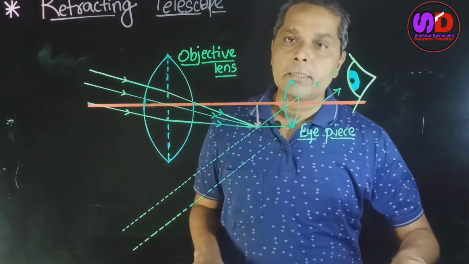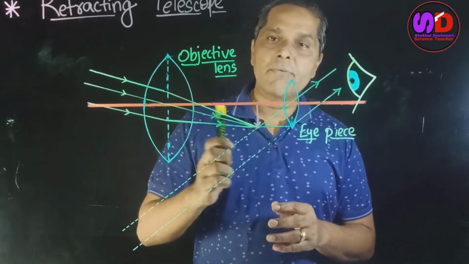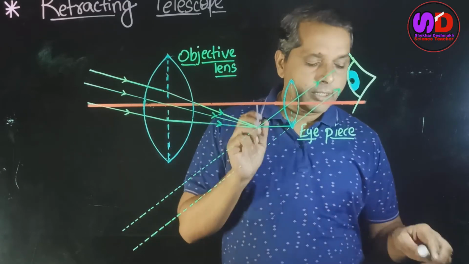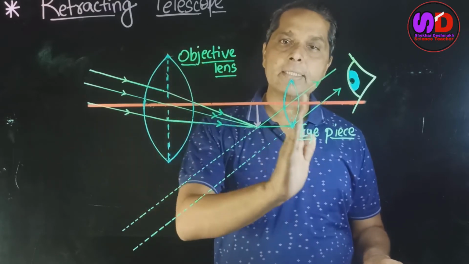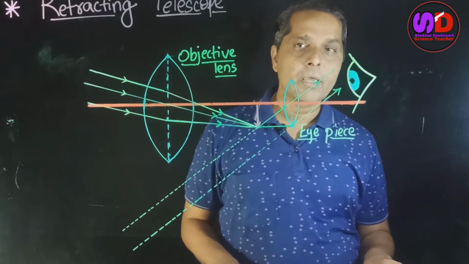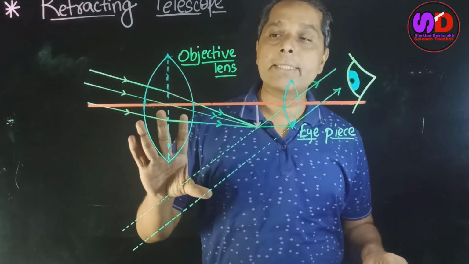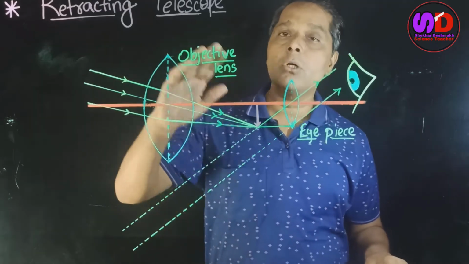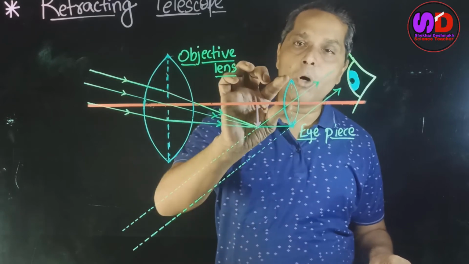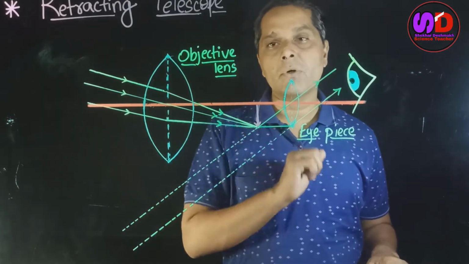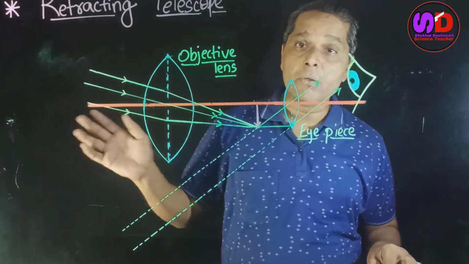So as you can see, let us see the basic things about refracting telescope. In a refracting telescope, two lenses are used. One is the object lens, the second is the eye lens. The object lens has larger diameter, or you can say larger cross section, and also larger focal length. And the eye lens has smaller cross section and smaller focal length, unlike what we see in the microscope.